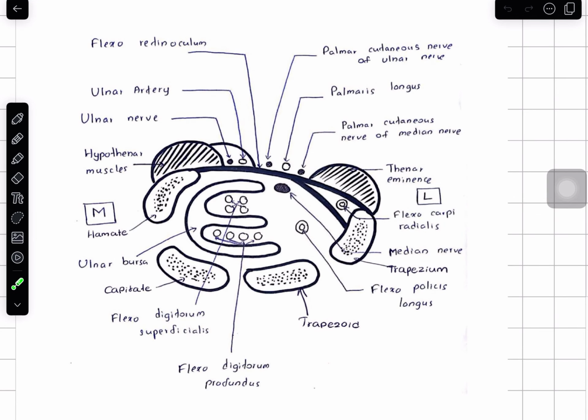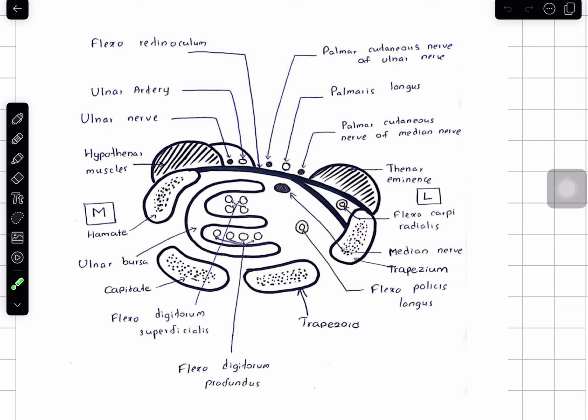I hope you can revisit the last time's video on carpal tunnel anatomy. Today I'm going to talk about carpal tunnel syndrome. The important thing I want you to remember is that below the flexor retinaculum there is the median nerve that gets entrapped in carpal tunnel syndrome. And you must remember that the palmar cutaneous nerve of the median nerve is above the flexor retinaculum, so it gets spared.